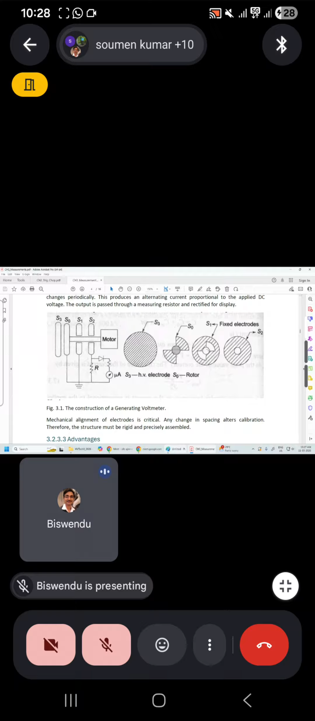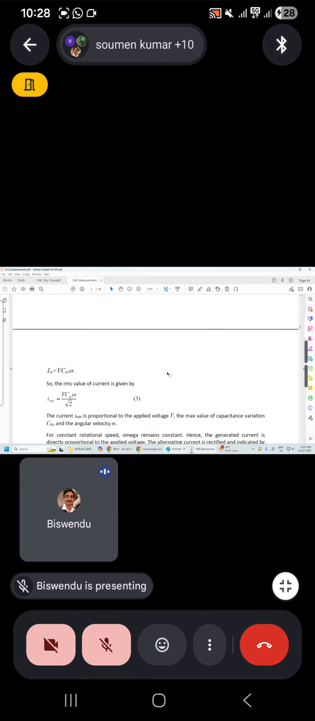So when S0 and S1 are at exact overlapping position, minimum capacitance will be there, because here the plate material is there, the plate material is not there. And when by rotation it rotates where the plate area is maximum overlapping, there will be maximum capacitance. So when it is rotated by a motor, capacitance continuously varies between 0 and Cmax. 0 is not possible, so C0 and Cmax, sinusoidally.